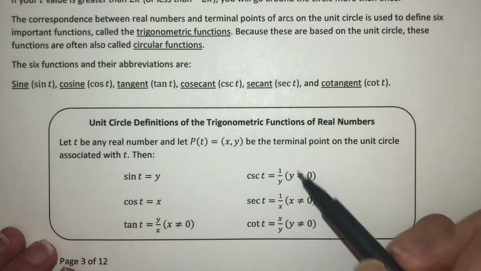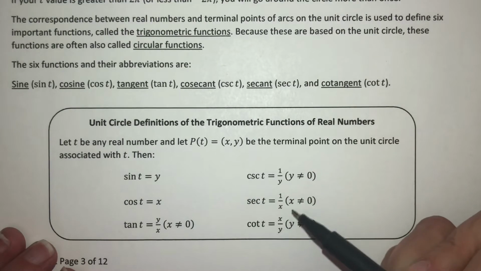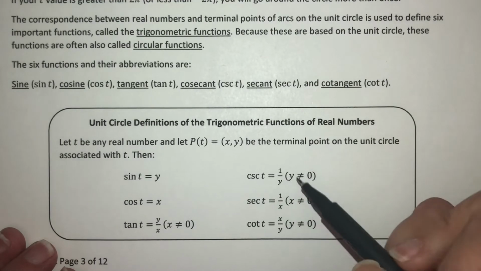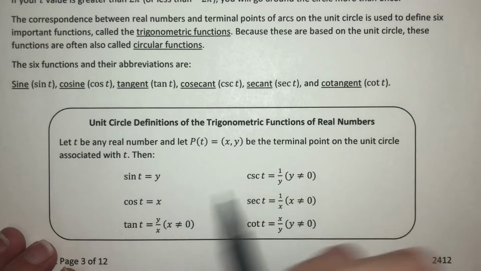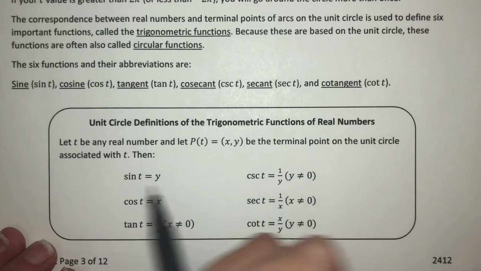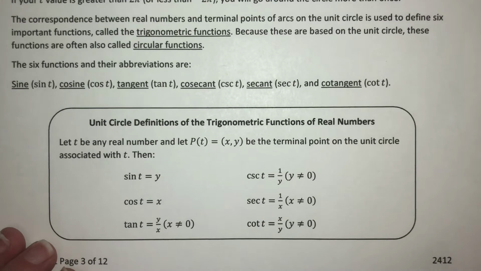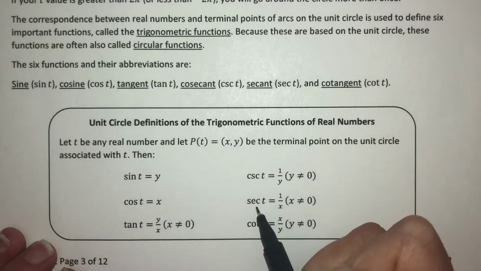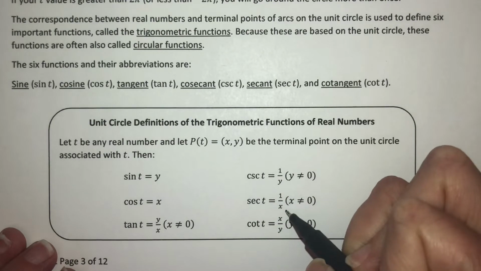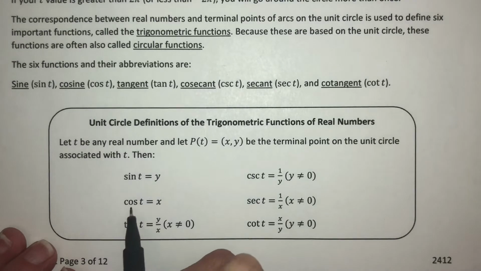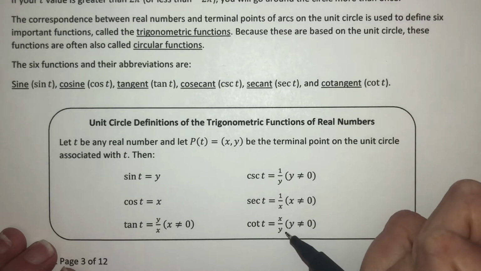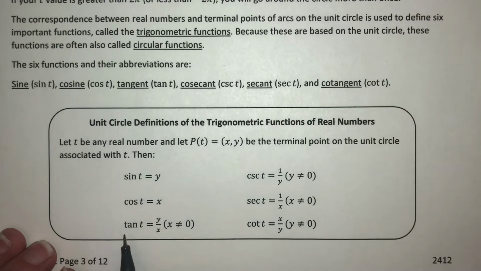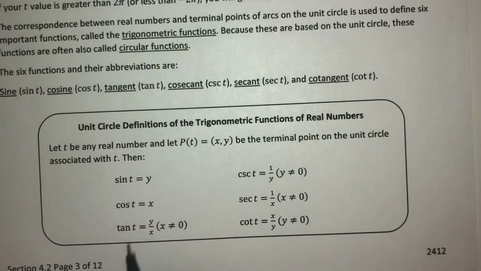So these are our main ones. Over here, our other 3: cosecant is defined to be 1 over y, which is the reciprocal of sine. Secant is defined to be 1 over x, which is the reciprocal of cosine. And cotangent is x over y, which is the reciprocal of tangent.